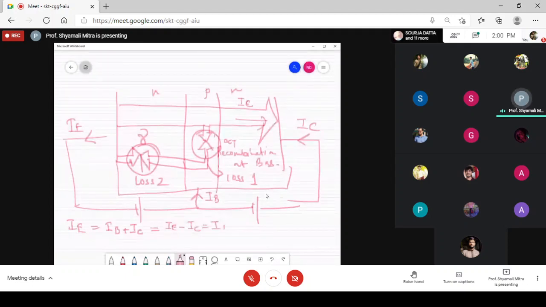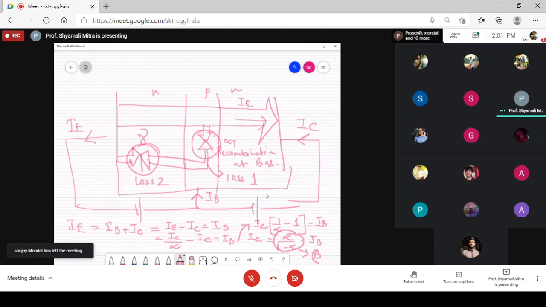Now we have IE is equal to IC by alpha, putting the value from the previous thing that we have already discussed. IC by alpha minus IC is equal to IB. From here we have IC times (1 minus alpha) by alpha is equal to IB, and so IC is equal to alpha by (1 minus alpha) times IB, isn't that? Now this has got a particular name, that is beta. So IC is nothing but beta IB.